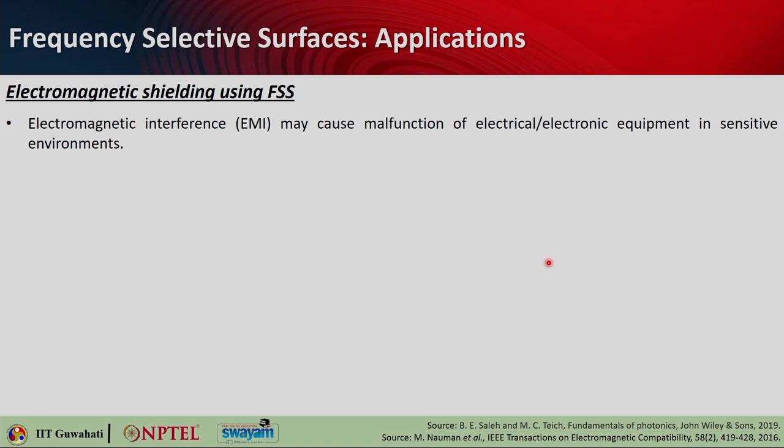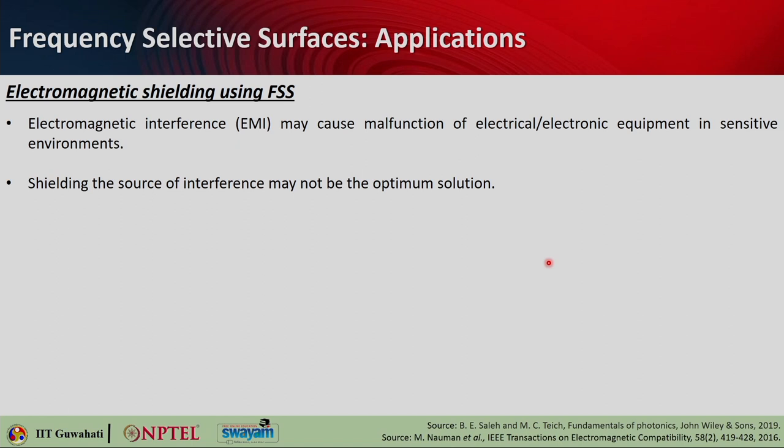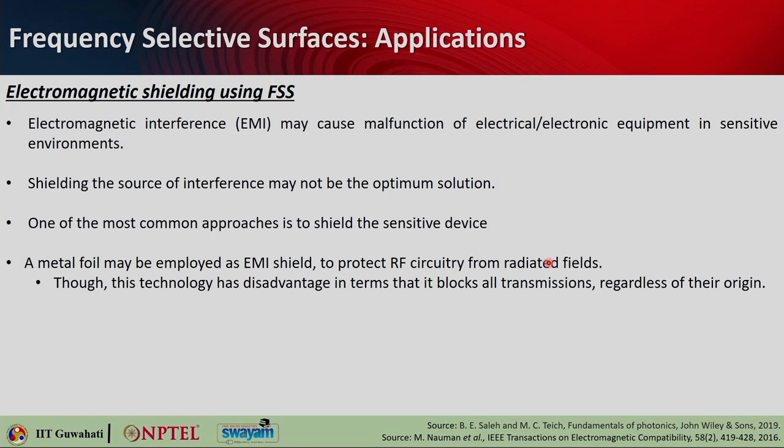Now, electromagnetic interference is a very important factor because it may cause malfunction of any electrical and electronic component in a sensitive environment. It is important to shield the source of interference, but that may not be the optimum solution. So one of the most common approaches is to shield the sensitive device. Typically, people apply a metal foil as an electromagnetic shield to protect the RF circuitry from the radiated fields.